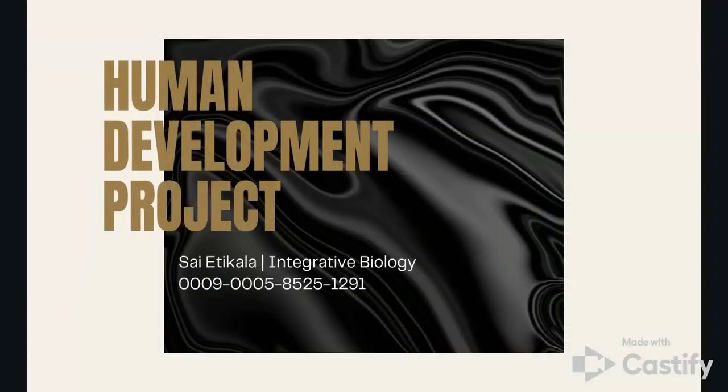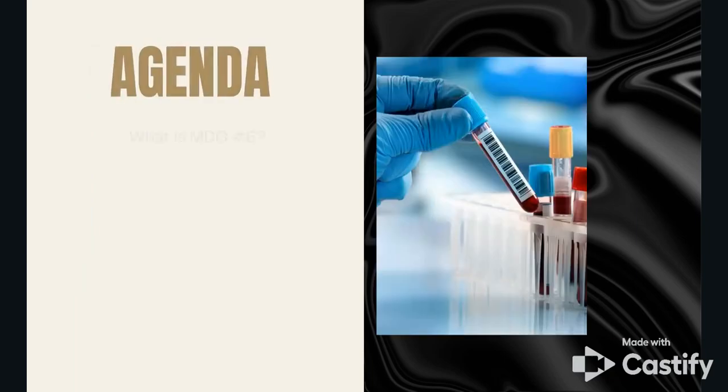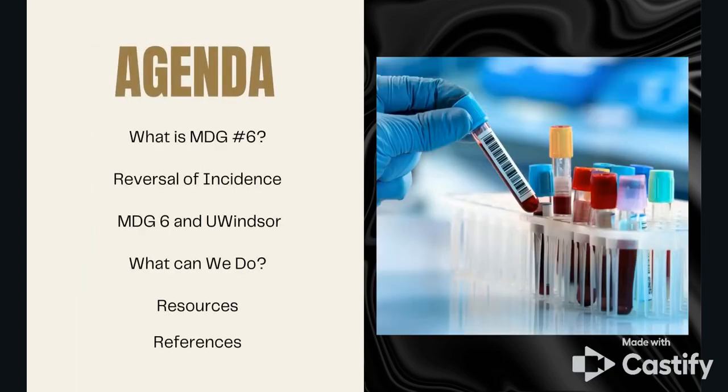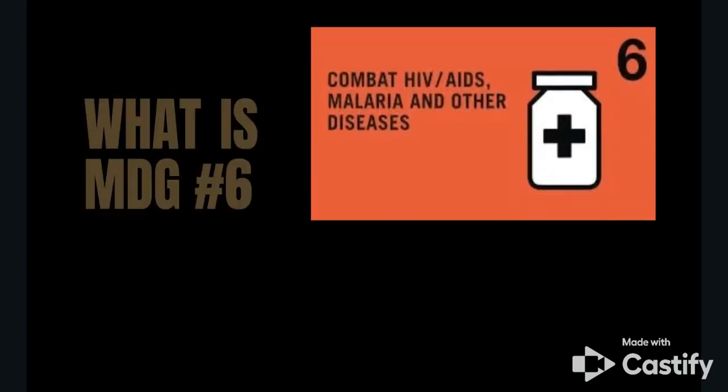Hello everyone, my name is Etikala and today I'll be presenting on Millennium Development Goal 6, the global mission to combat HIV/AIDS, malaria, tuberculosis, and other major diseases. For today's agenda, we'll be taking a look at what MDG 6 is, specifically with a focus on Target Goal 6C and the reversal of disease incidence. We'll also be taking a look at UNINS's contributions and relevance towards MDG 6 and what we can do as individuals in order to help support this goal.